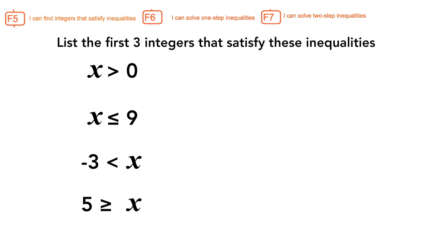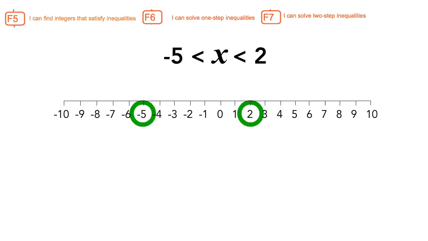Quickly pause and have a go at these questions. Have a look at this inequality. List all the integers that satisfy this inequality. For this question, we are essentially looking for the whole numbers that lie between -5 and 2. However, not equal to either number, as the inequalities present are less than symbols. The numbers between these two numbers are as follows.